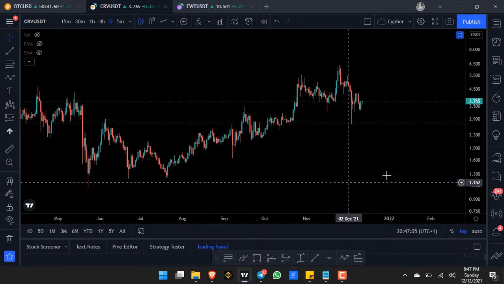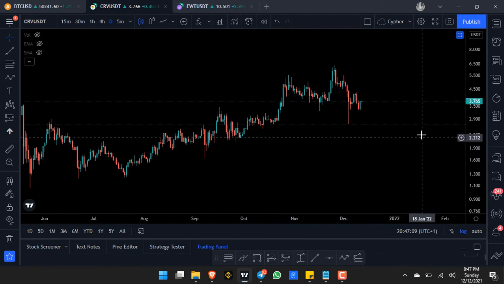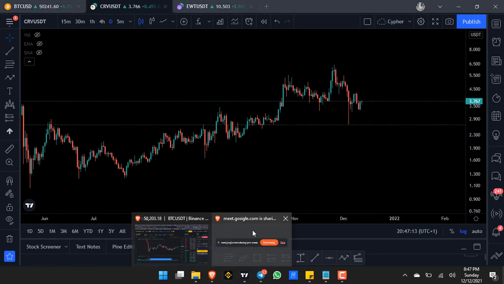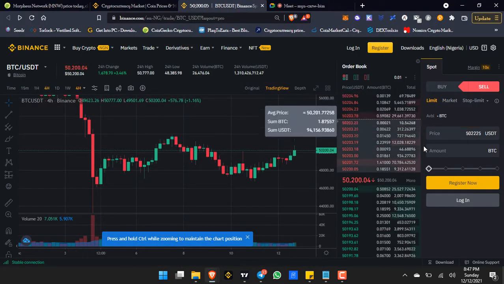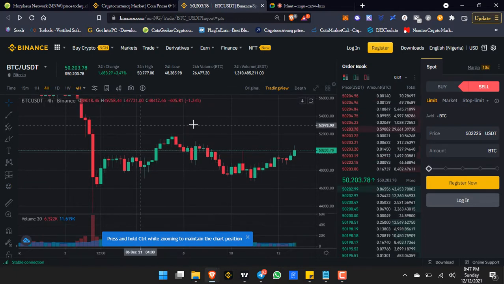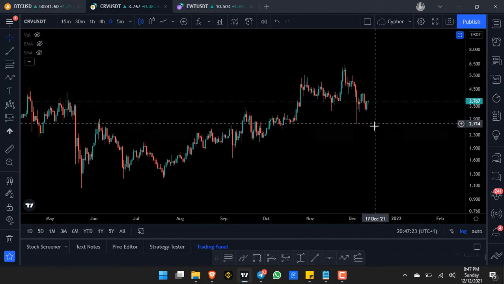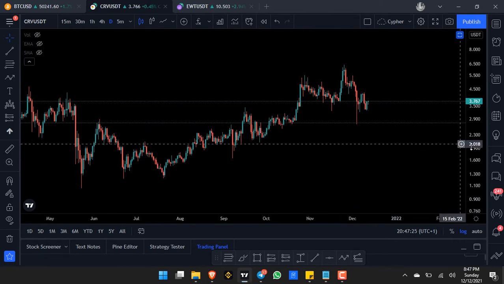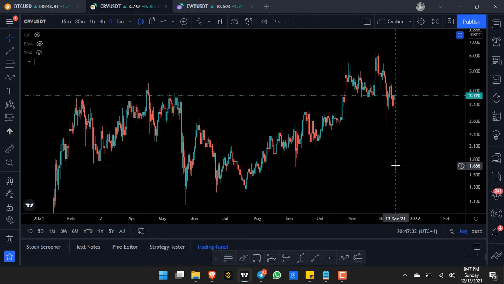Now, this is the TradingView platform. If you look at it very well, you see that the only difference between this and what you have on the Binance platform is just the order book is not there. It's just purely the chart. That's what TradingView is used for. TradingView is what we use for technical analysis and nothing more, right? So you do your analysis here and then you go to the exchange to place your trades.